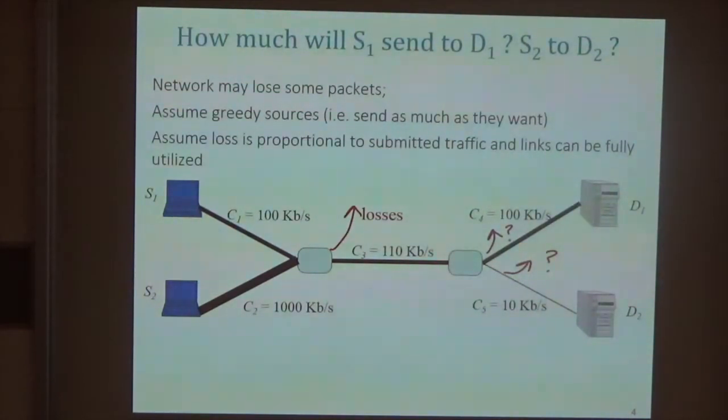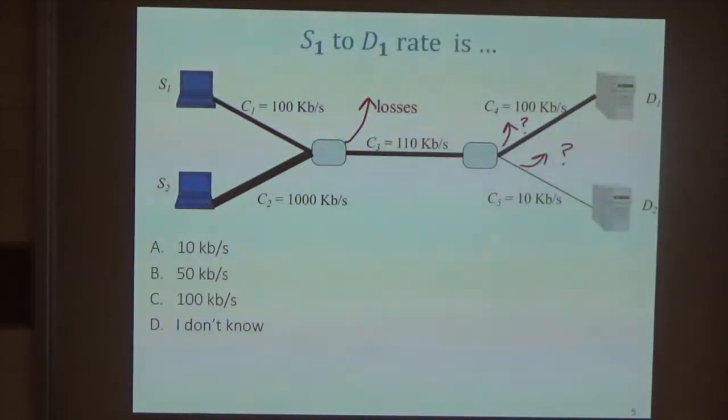Another case where the approximation will be true, that we will discuss in detail, is if you use ECN and things like RED. But as a first approximation, let's take this as granted. Now the question is, what will happen? At which rate will D1 receive data from S1?